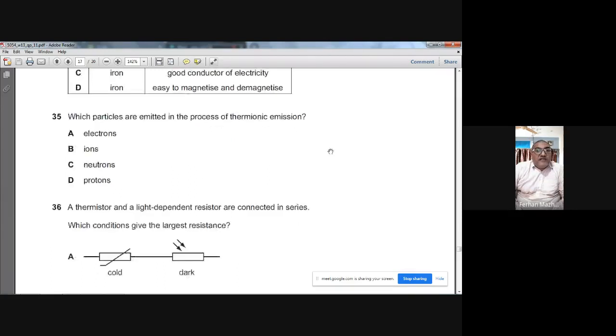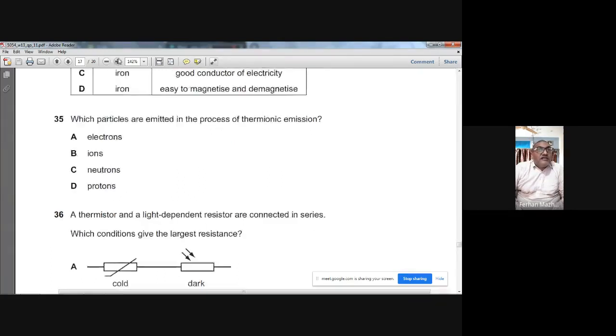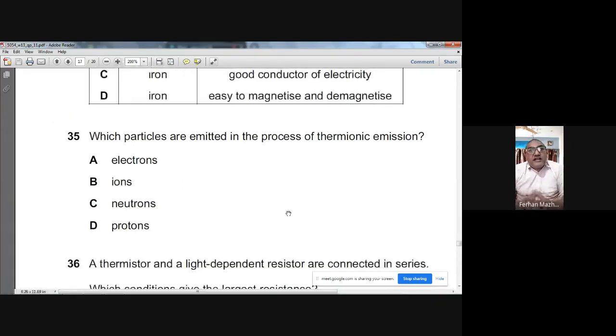Question number 35. For question number 35, he says which particles are emitted in the process of thermionic emission. In thermionic emission, when you have a heated cathode or when you heat a metal, electrons come out of that metal into the air. This is called thermionic emission. So which particles come out? Electrons. So for 35, the option is A.